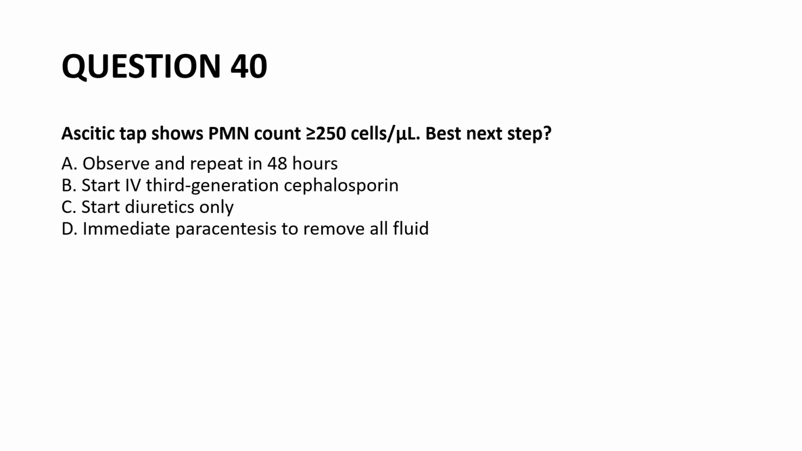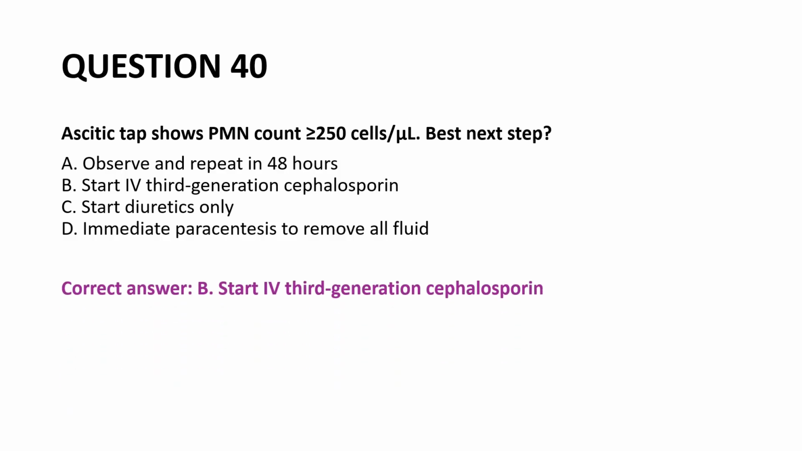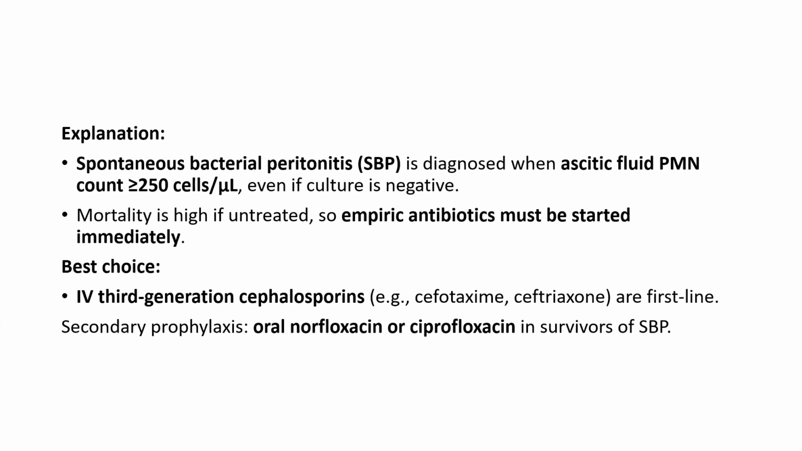The correct option is B. Start IV third generation cephalosporin. Spontaneous bacterial peritonitis is diagnosed when the polymorphonuclear count is greater or equal to 250 cells per microliter in ascitic fluid. Even if culture is negative, still treat empirically.